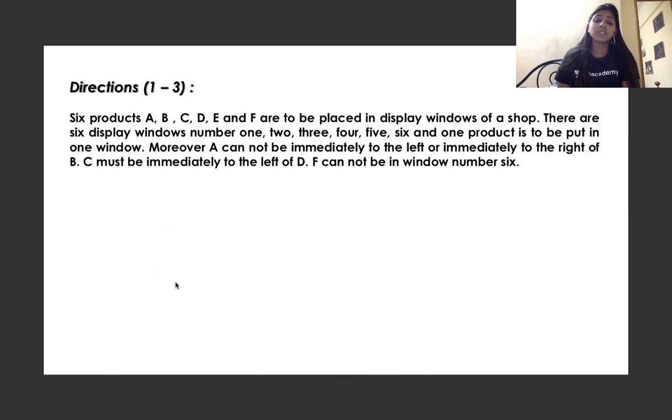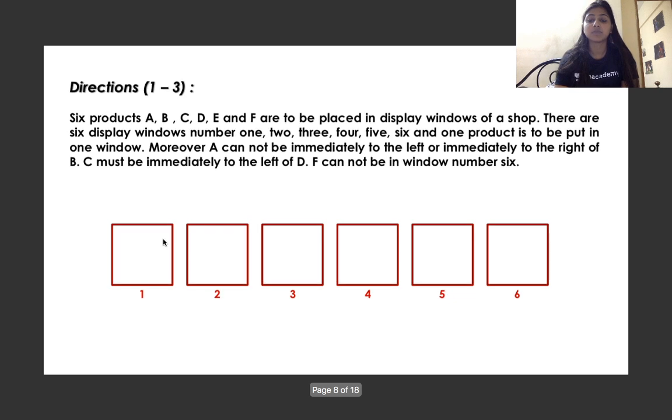So there are 6 products A to F placed in a display window of a shop. So you can take some 6 windows and number them 1 to 6. Okay. Next, it's given that A cannot be immediately to the left or right of B. Okay, so A and B cannot be next to each other, and C and D must be together. C must be immediately to the left of D, while F cannot be on window number 6. So we are going to use whatever is given. C, D have to be together in this format, C and then D. F cannot be in 6, and that's it, that A and B cannot be together.